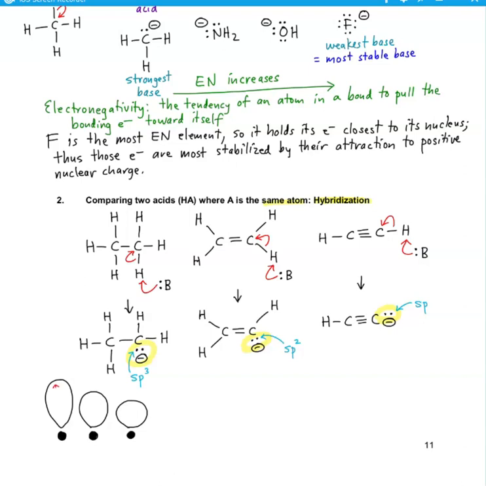So let's put some electrons in these orbitals, allowing us to see that if you're a pair of electrons in an sp orbital, then on average you're going to be held more closely to the nucleus than you would be if you were in an sp2 or an sp3 orbital. So the more s character that an orbital has, the closer to the nucleus electrons in that orbital are held.